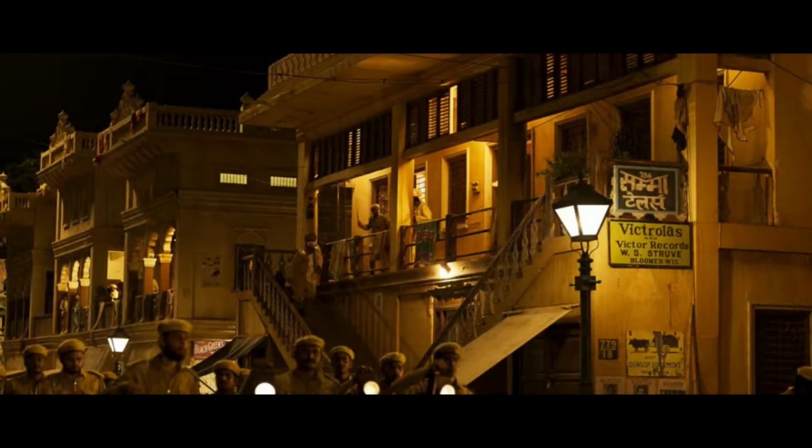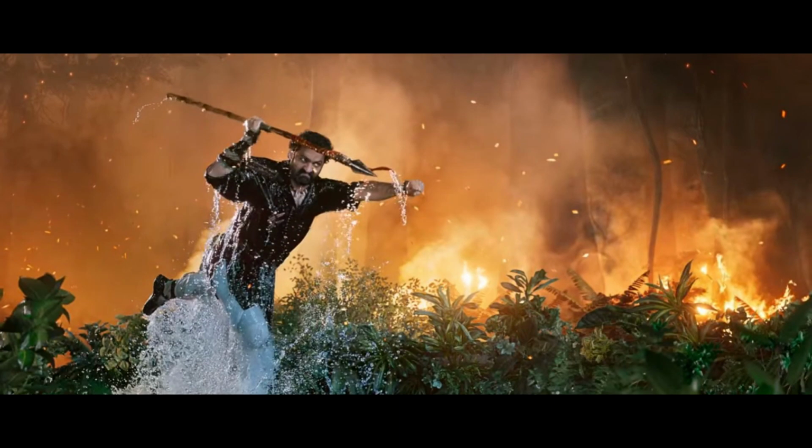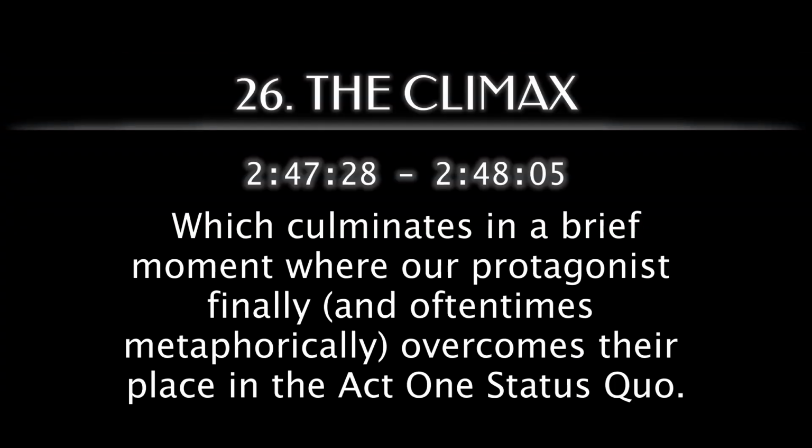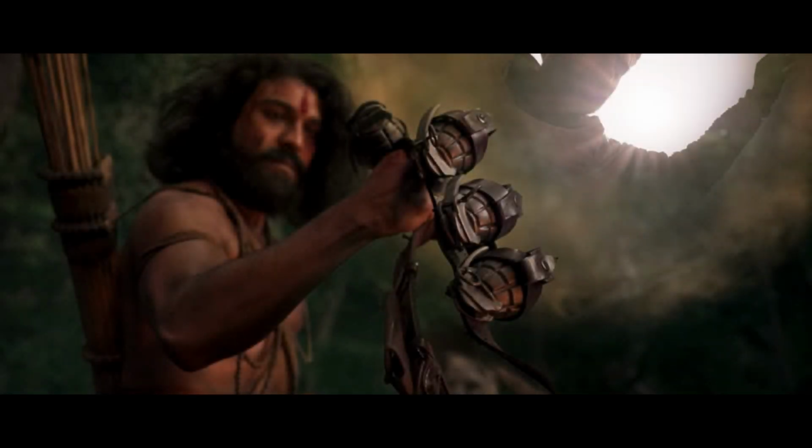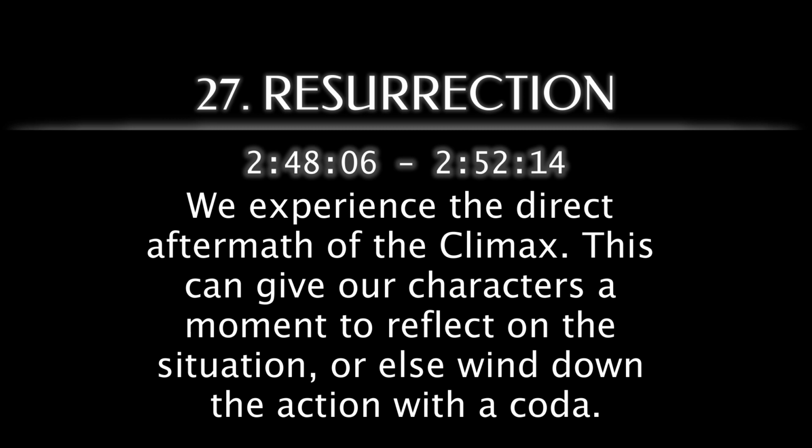A massive manhunt for the Shepherd reinvigorates British cruelty, and Beam discovers the true mission of the secret revolutionary. He stages a prison break to free his best friend, then the pair murk a forest full of military special forces, which culminates in a brief moment where our protagonist finally, and oftentimes metaphorically, overcomes their place in the Act 1 status quo. Rom channels his father's final lesson, using British weapons against them, and turns the tide of the occupation. We experience the direct aftermath of the climax.